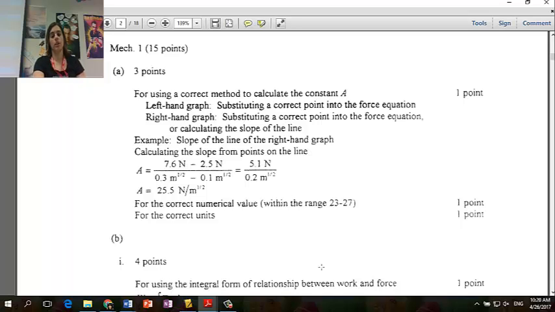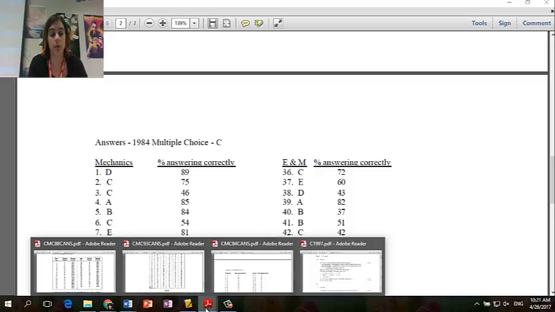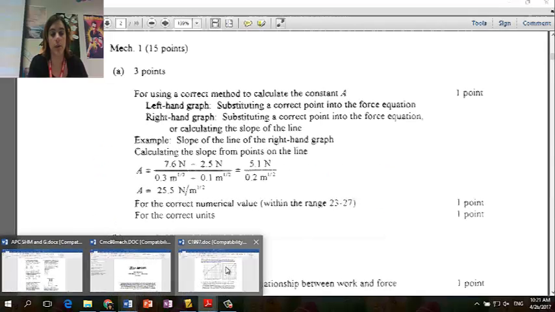Then having a numerical value that ranges somewhere between 23 and 27 would be a point, and then having the correct units is another point. So that's why they were so particular on saying show the units. Okay? And then let me go back to the problem.